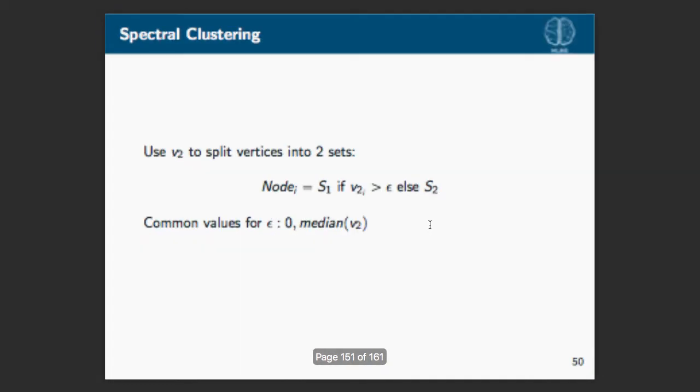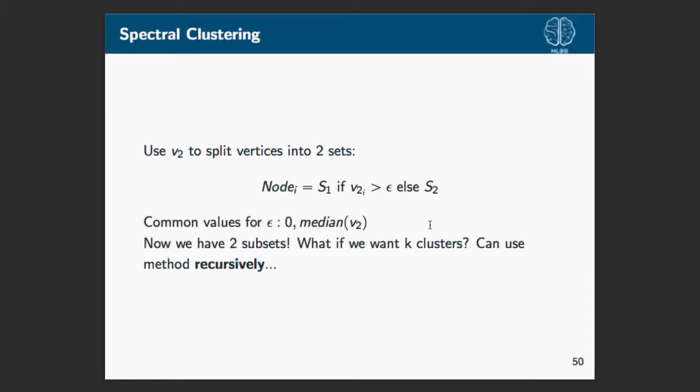Okay. So this is good, but like you pointed out, using this V2, we can only split our group into two subsets, because we only have one threshold. It doesn't make sense to use multiple thresholds. So what do we do in this case? Our original goal is to get k clusters, but we only have two. We can use this method recursively. We have two, and we use the same thing on these two connected components and do it recursively until we get k.